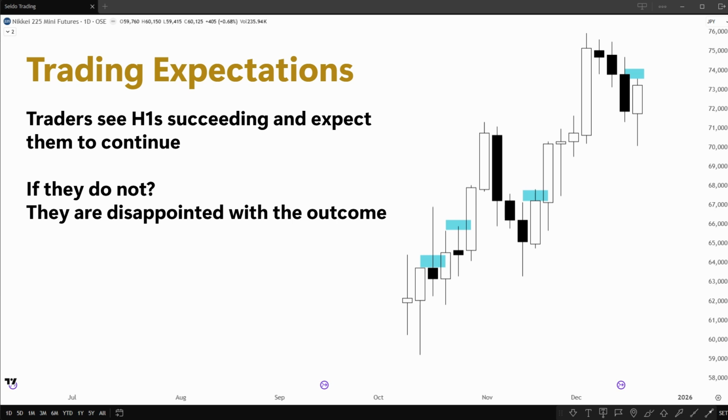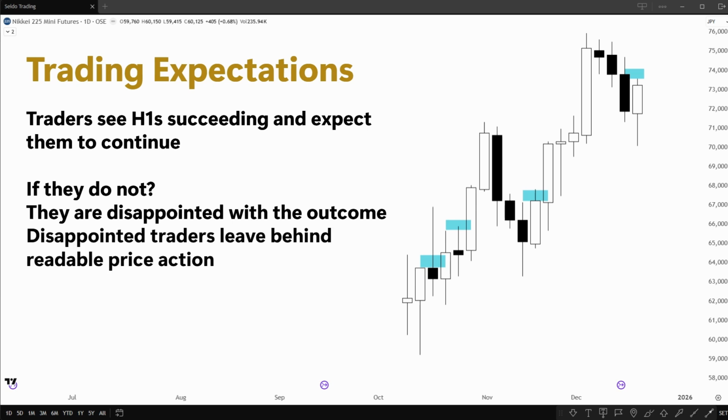Anytime a group of traders is acting on a shared expectation and the market doesn't deliver, their response becomes readable in price action. Bar counting gives a particularly clear window into this behavior because the count creates a defined expectation and a defined moment when that expectation fails.